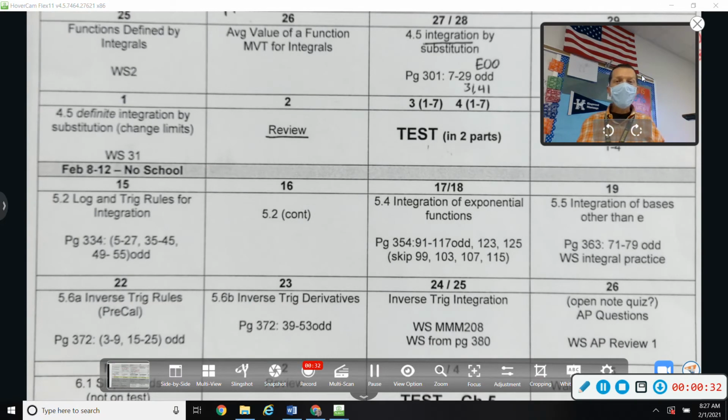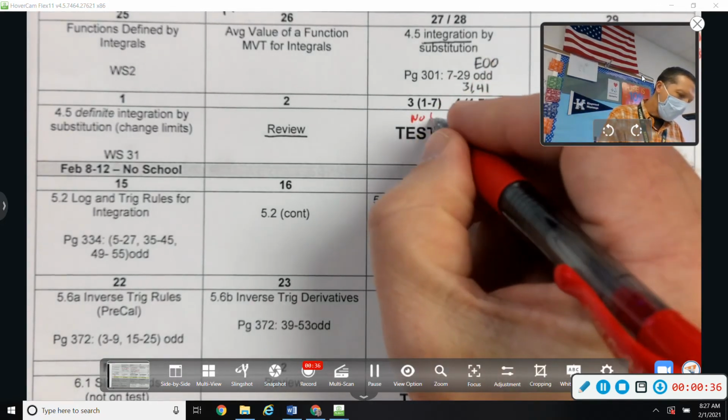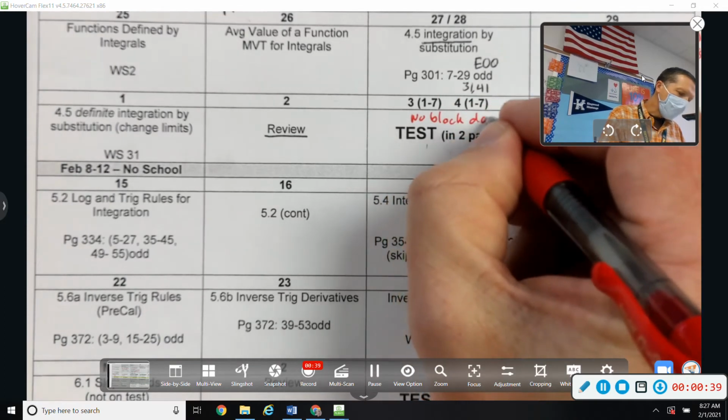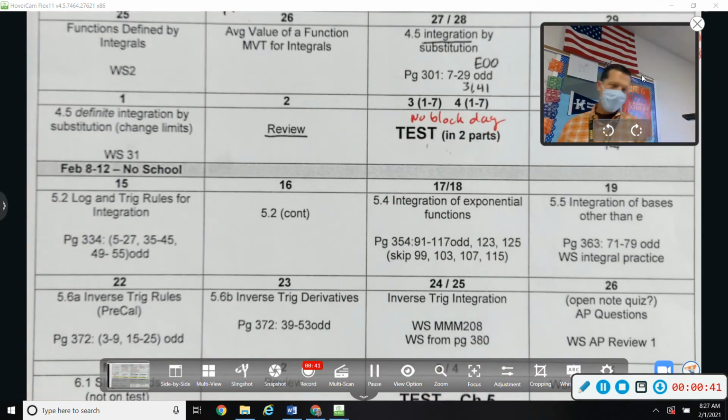We do not have block day this week. No block day. So our test is Thursday, Friday. Our test is Wednesday, Thursday. Test is Wednesday, Thursday. You guys online, I'll break it up into two parts like we did last time as well.